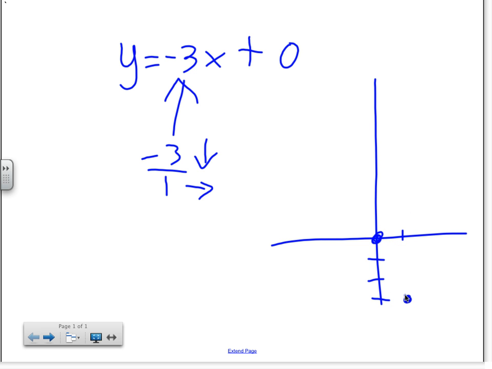So, how do I get another point to the left? Go up 3. And to the left 1. Very good. And left 1. And you have yourself a line. Now, see how that works?